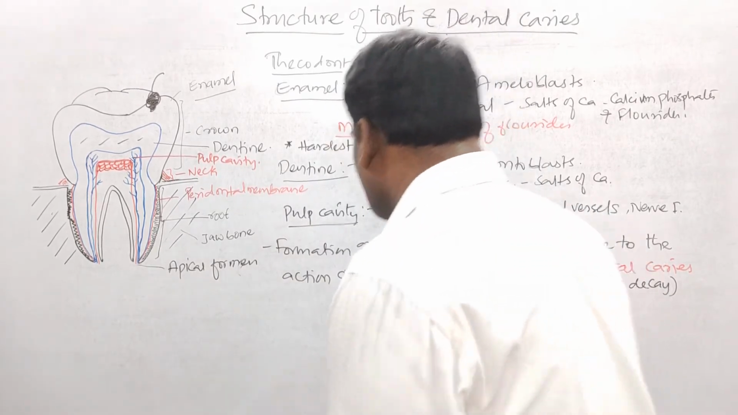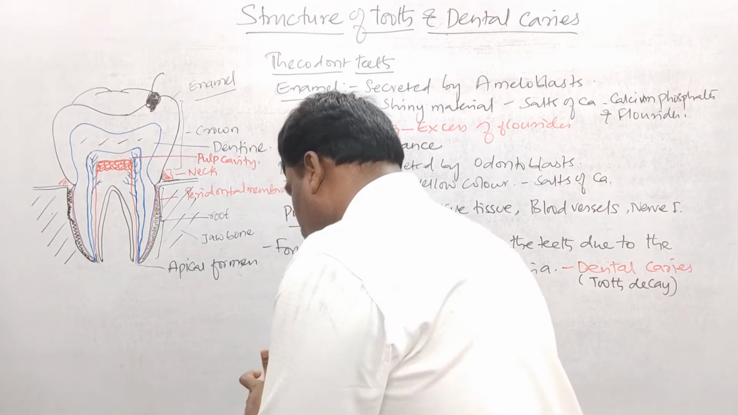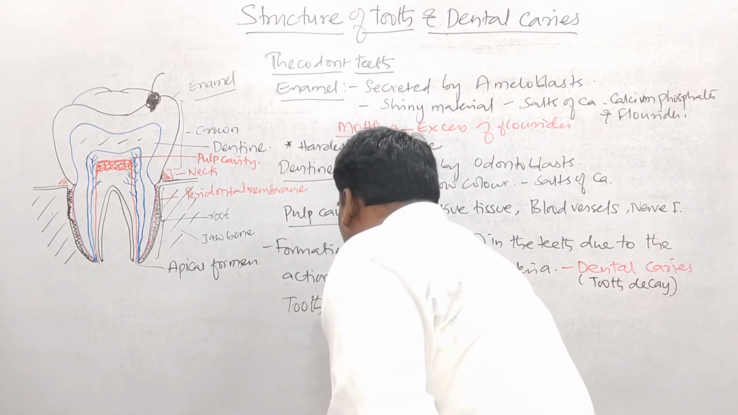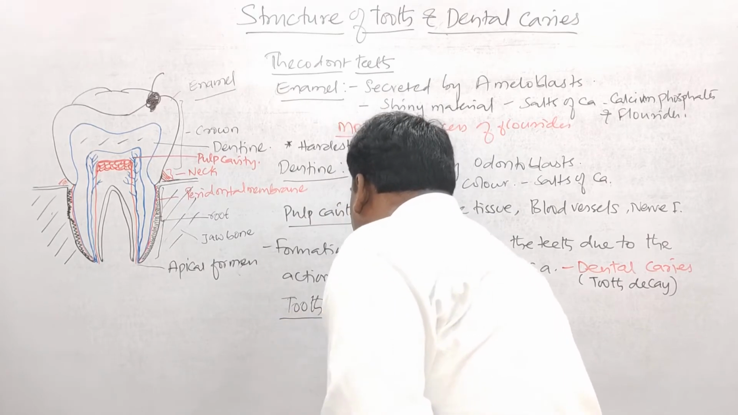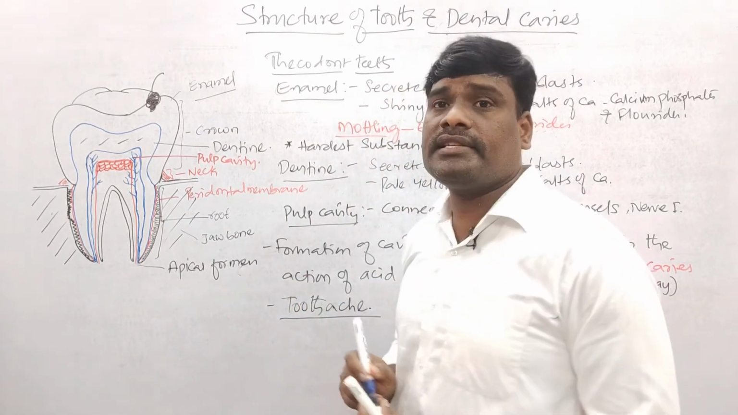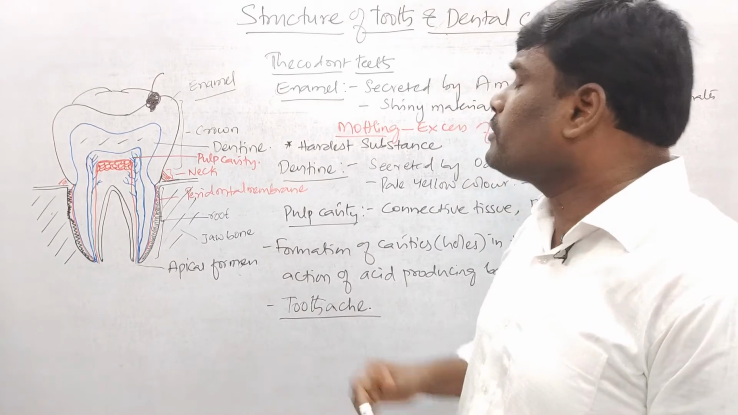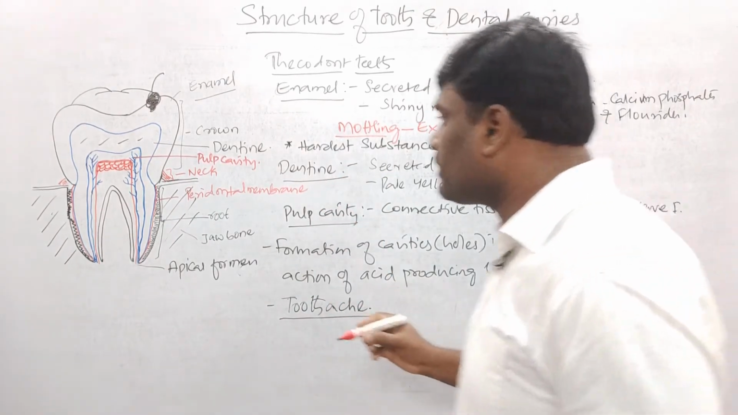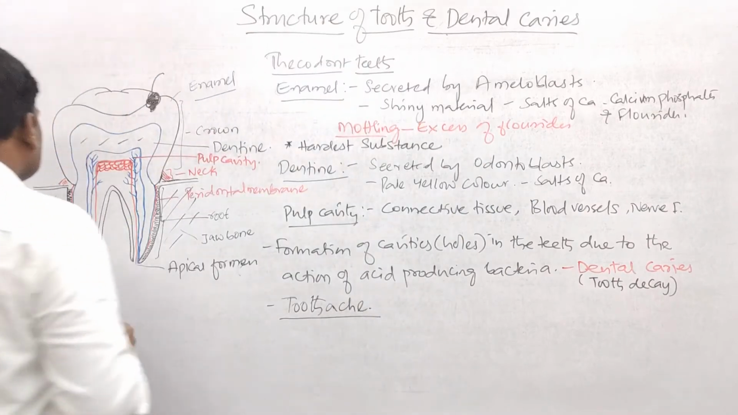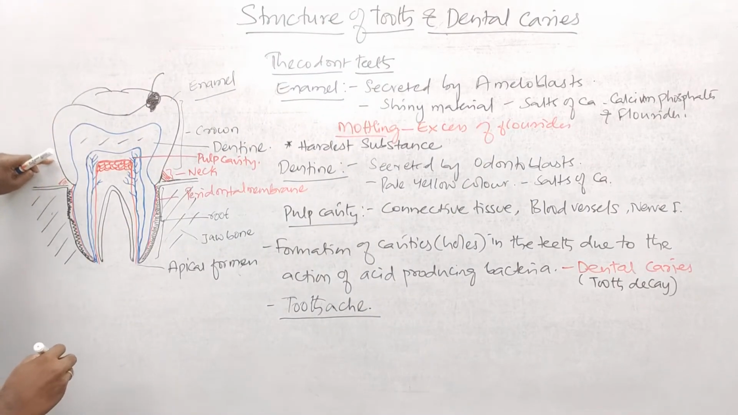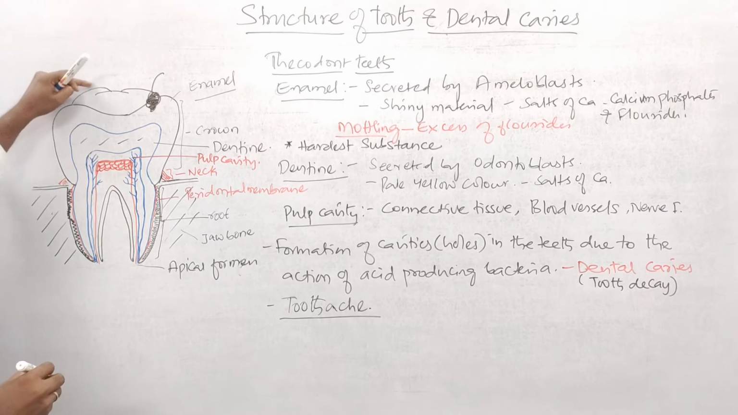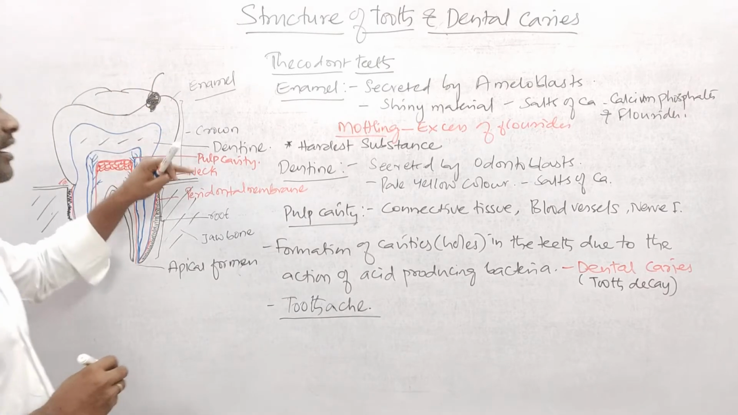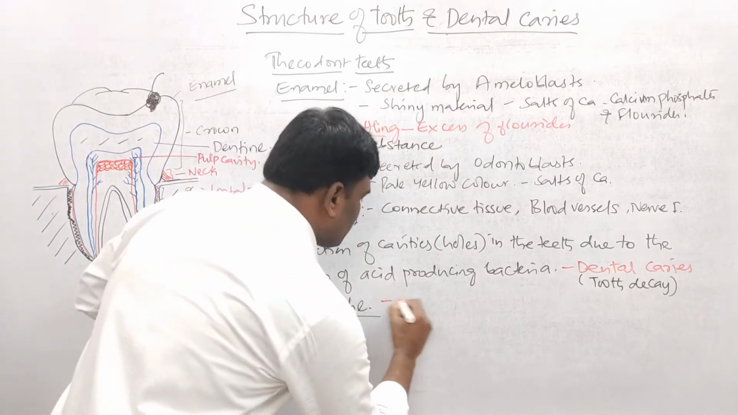So that is what we call toothache, children. That condition we call toothache. Now how is this formed? Generally, plaque, children. There is another thing we need to discuss. There is a sticky covering over the crown, a sticky covering.